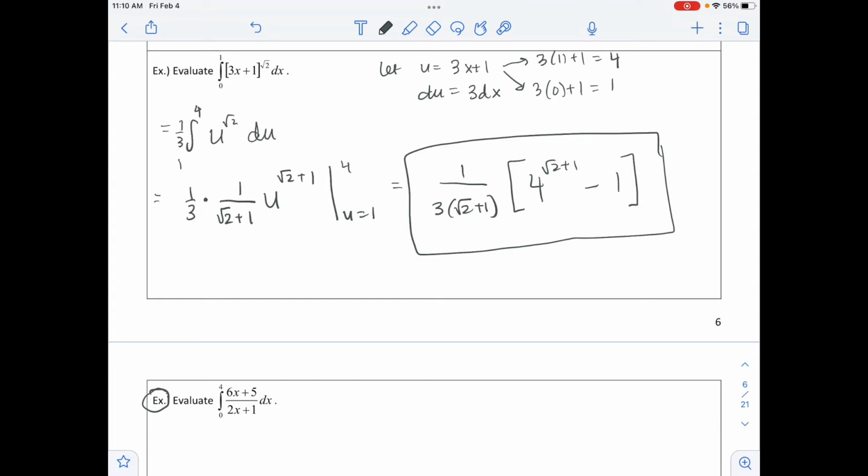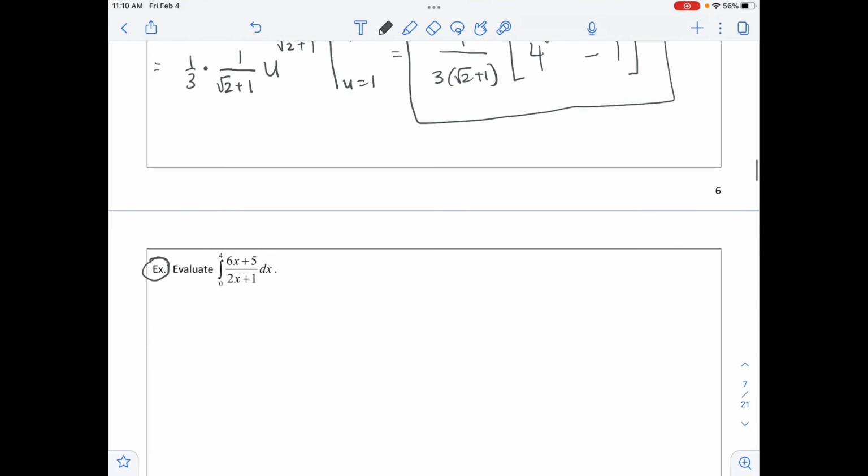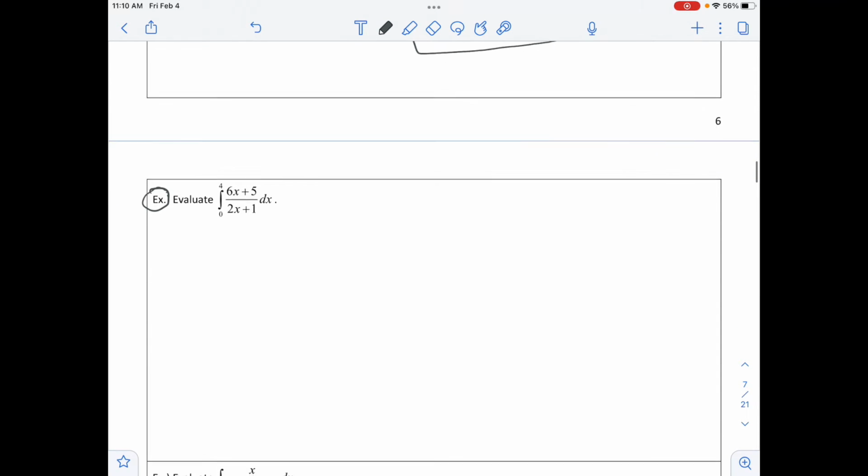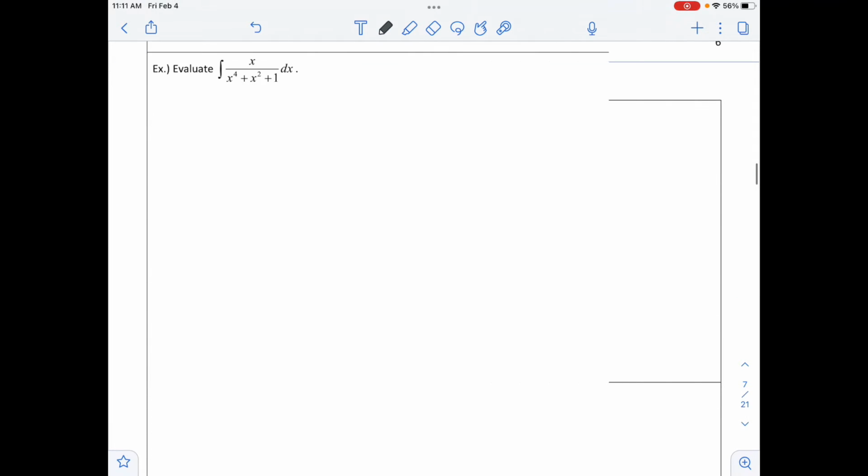The example at the top of the next page, I'm going to go ahead and circle, and we'll work on that one together in class. The next example says evaluate the integral of x over x to the 4th plus x squared plus 1 dx.